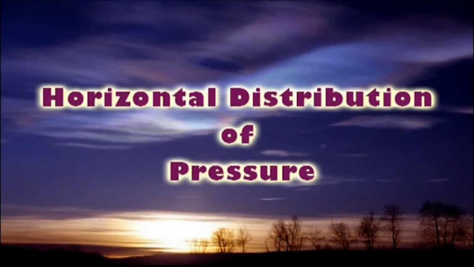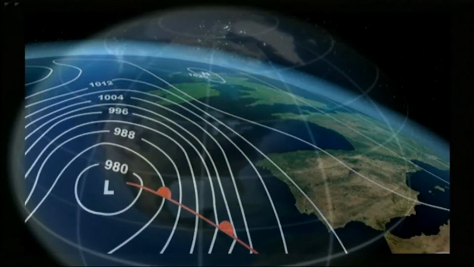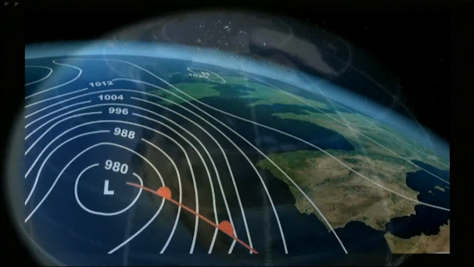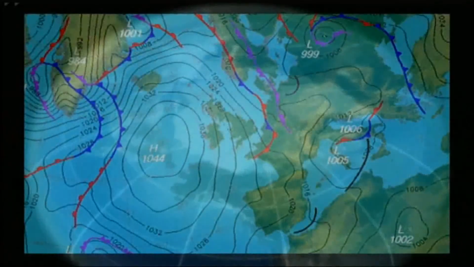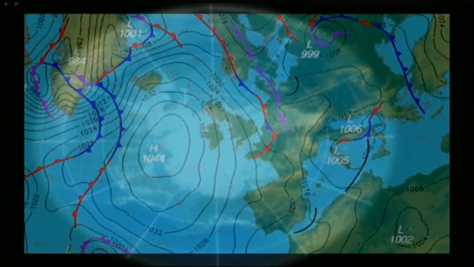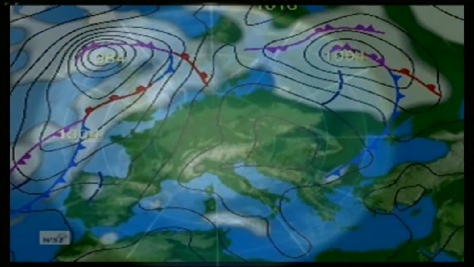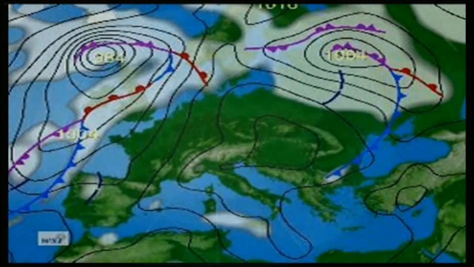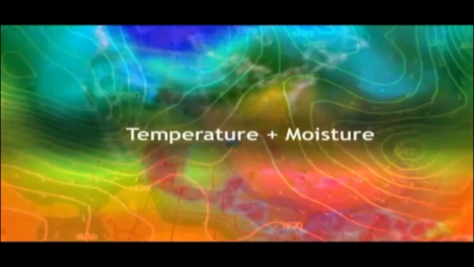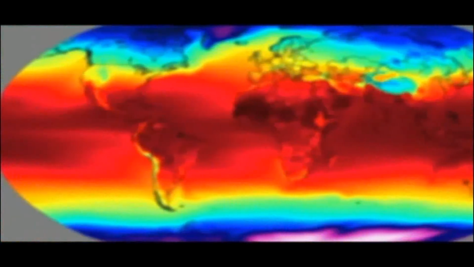Horizontal distribution of pressure. Horizontal distribution of pressure is shown by means of isobars. Isobars are lines drawn through points of equal pressure. Factors which contribute to the distribution of temperature govern the distribution of pressure as well. There is a close relationship between pressure and temperature. Since there is a great variation in the amount of insolation received at different places, there is a corresponding variation in the temperature also.